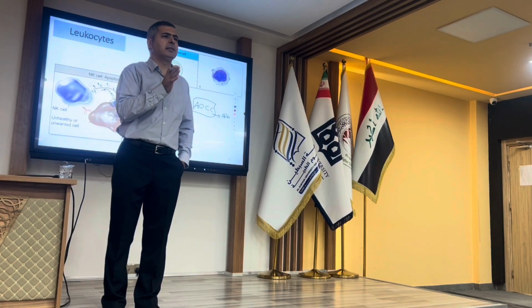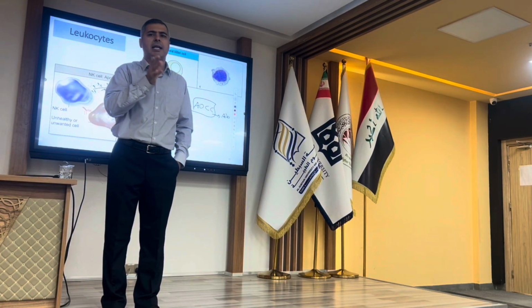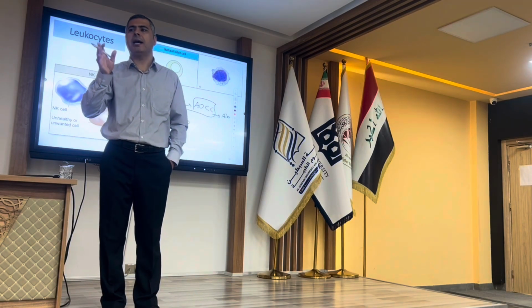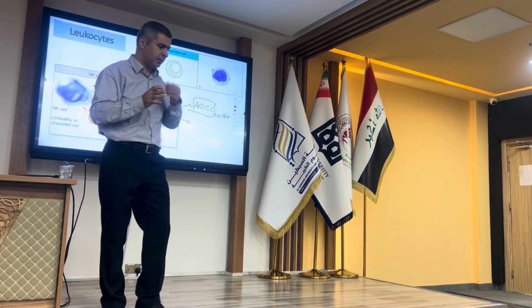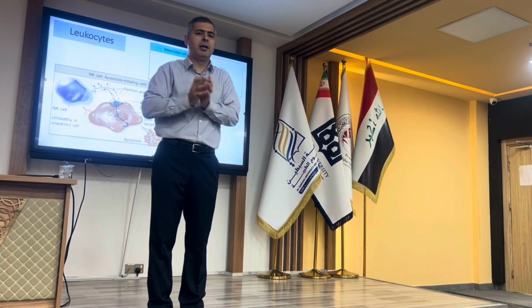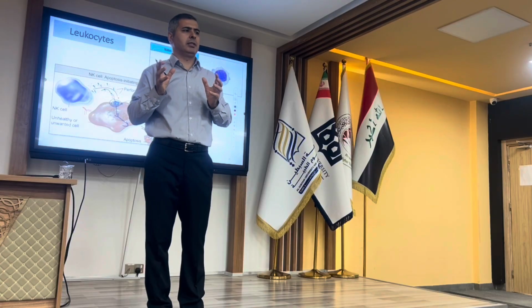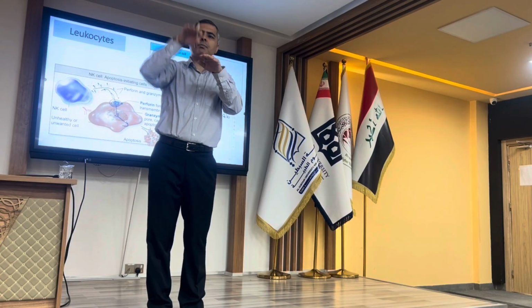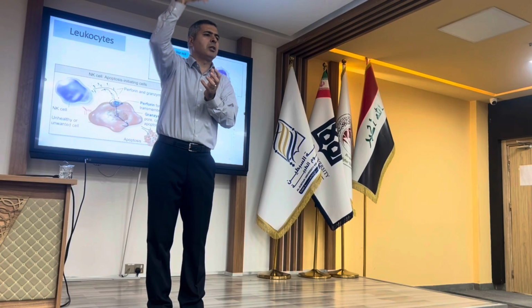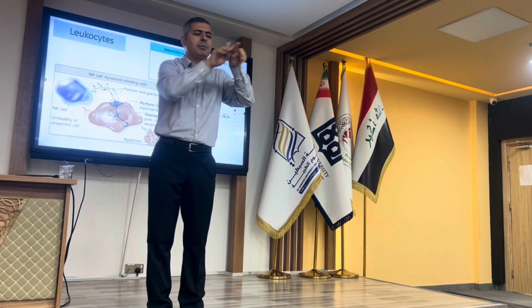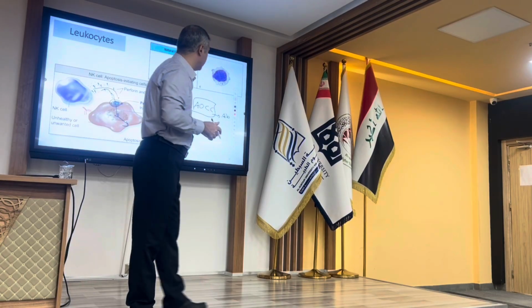NK cell can discriminate between normal and abnormal cells. How can NK cell discriminate between normal and abnormal cells? In the outer membrane of an abnormal cell, there are some proteins that are called stress proteins. They are not expressed on the membrane of normal cells.